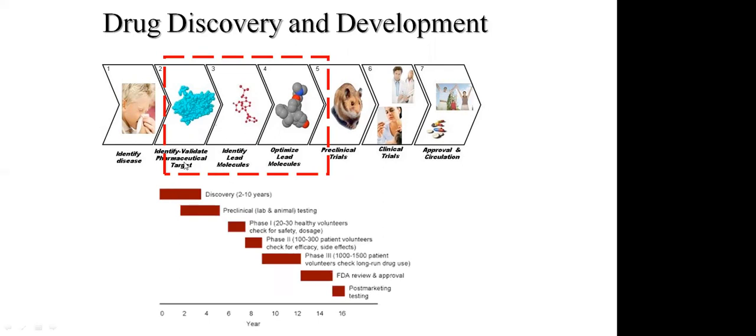But the process of identifying and validating the target, identifying the lead molecules, and optimizing the lead molecules has been reduced due to drug discovery methods like docking methods and simulation methods. Based on the application of these computational methods in biology and biotechnology, this highlighted region has been reduced, nearly 2 to 10 years, in the overall 16 years of the drug development process.